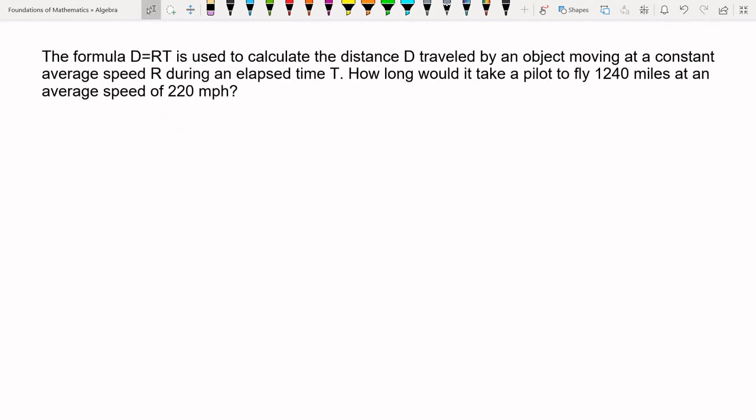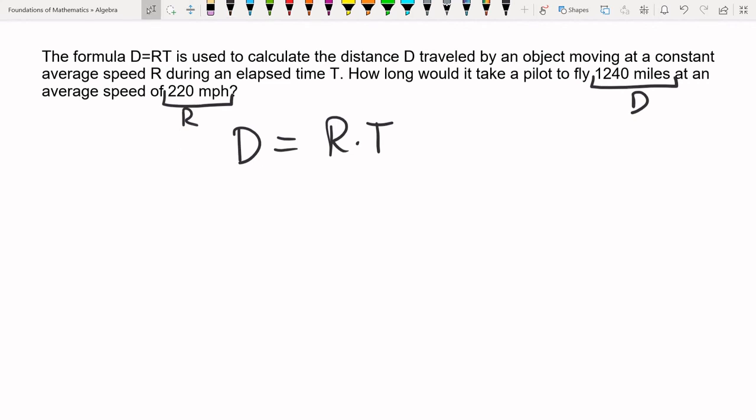All right, so I've got a few application problems. Let's look at them. The formula D equals RT is used to calculate the distance traveled by an object moving at a constant average speed R during an elapsed time T. This is the formula I used two videos ago. D equals RT. So we have, how long would it take a pilot to fly a distance of 1,240 miles at an average speed of 220 miles per hour? That's a rate. That's a rate of speed.